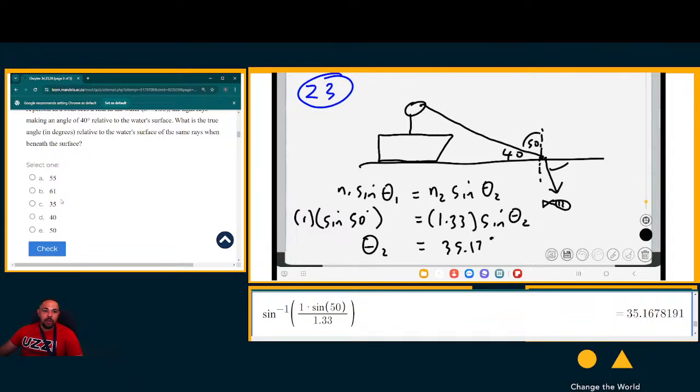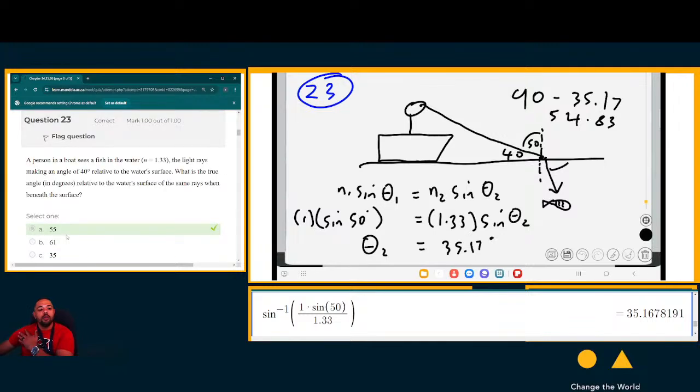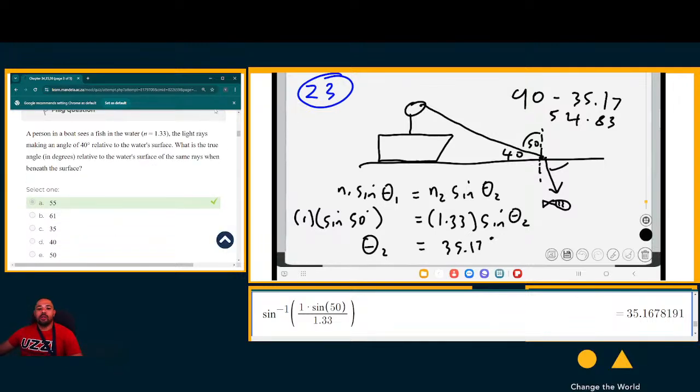But they most likely want it relative to the water surface. So we just subtract that from 90. So 90 minus 35.17 gives you 54.83. 54.83 is approximately 55. So indeed that is correct.